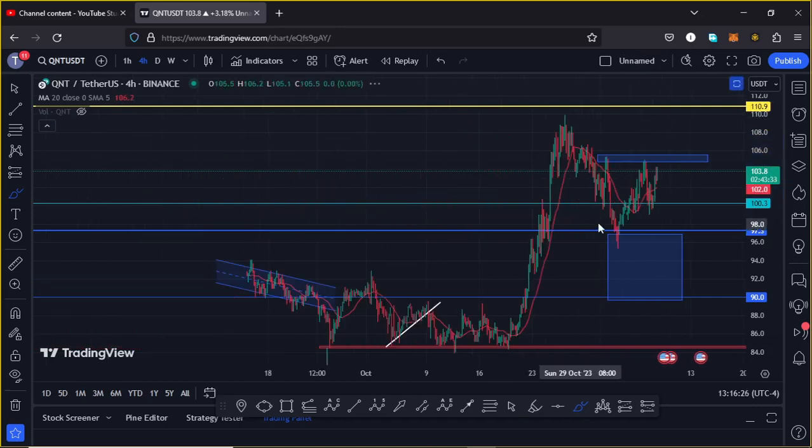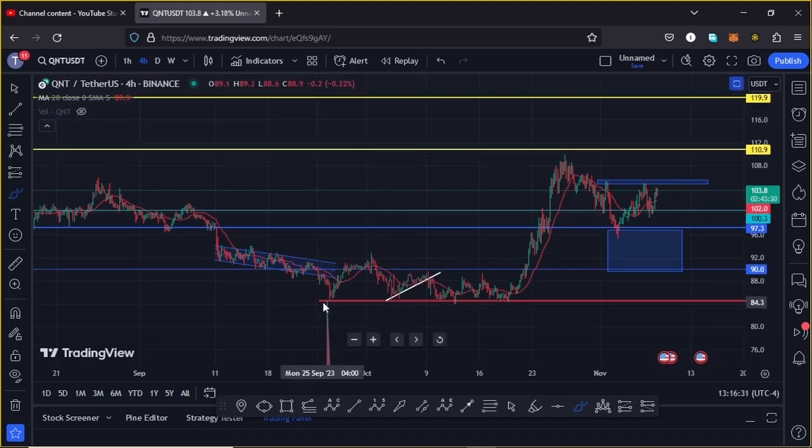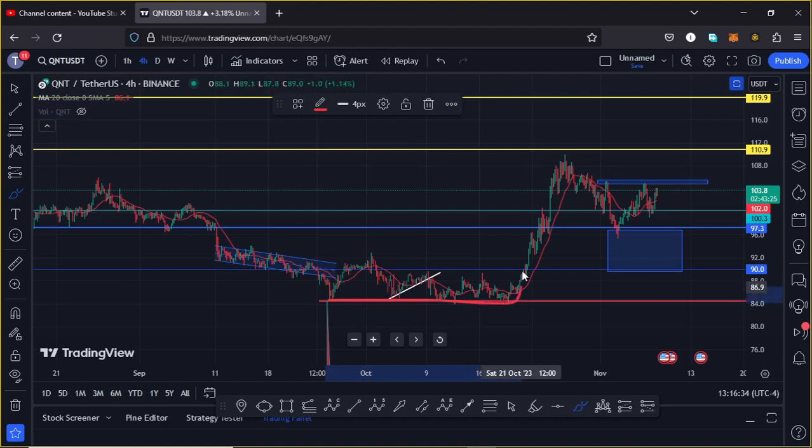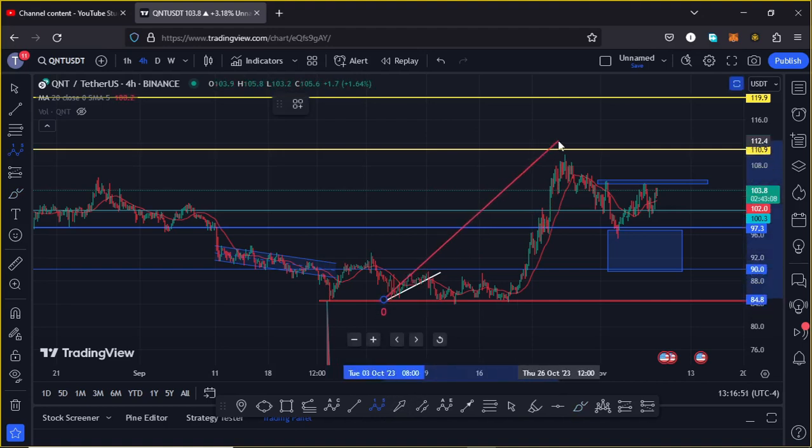QNT has also continued to obey the Elliott wave structures, and you can see that after getting our significant low down here at around the $84.5 mark, we saw this explosive move to the upside, breaking above resistances in a move that has now given us a high above the $110 mark, in a move that I'm now terming as the formation of a larger Elliott wave count 1.